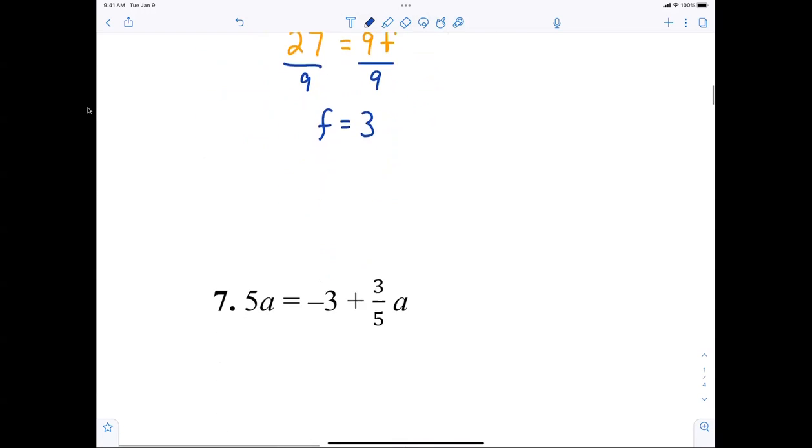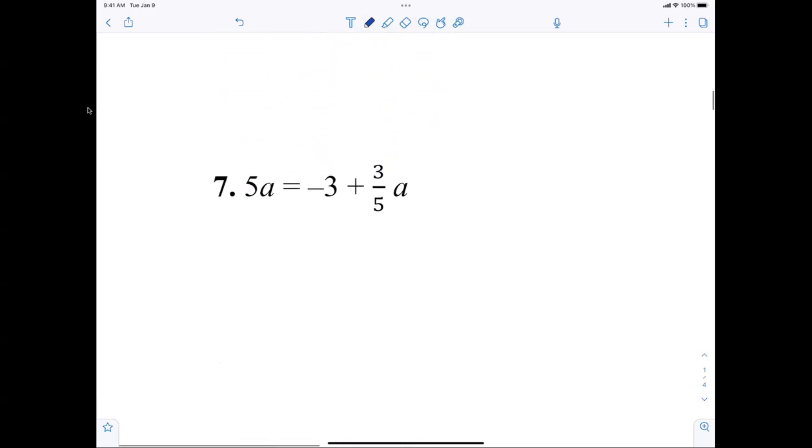All right, so we got a fraction now. Here's where it starts getting a little bit harder. We're working without a calculator right now.